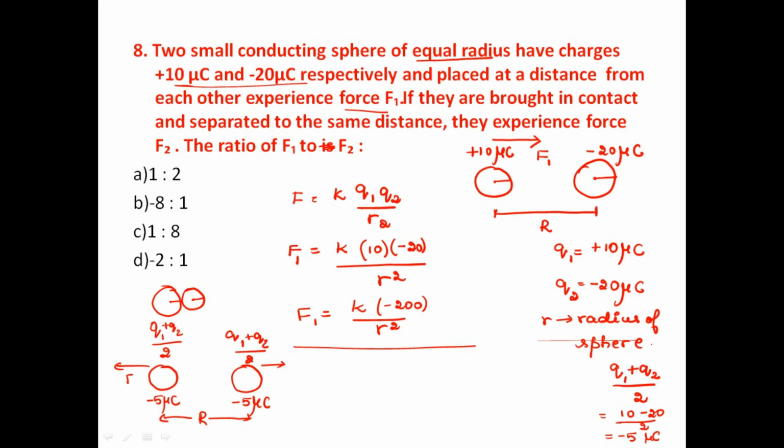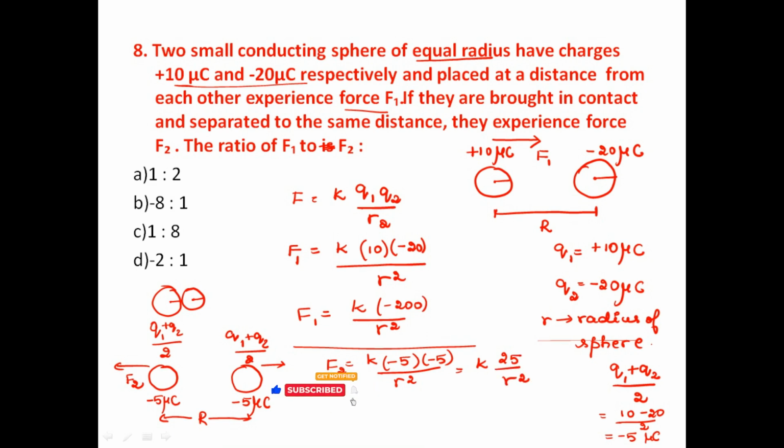Right? So F2 is the force of repulsion. Hence I'll write F2 is equal to K into minus 5 into minus 5 divided by R square, where R is the radius of this sphere. So what are you going to get here? It is K into 25 by R square.